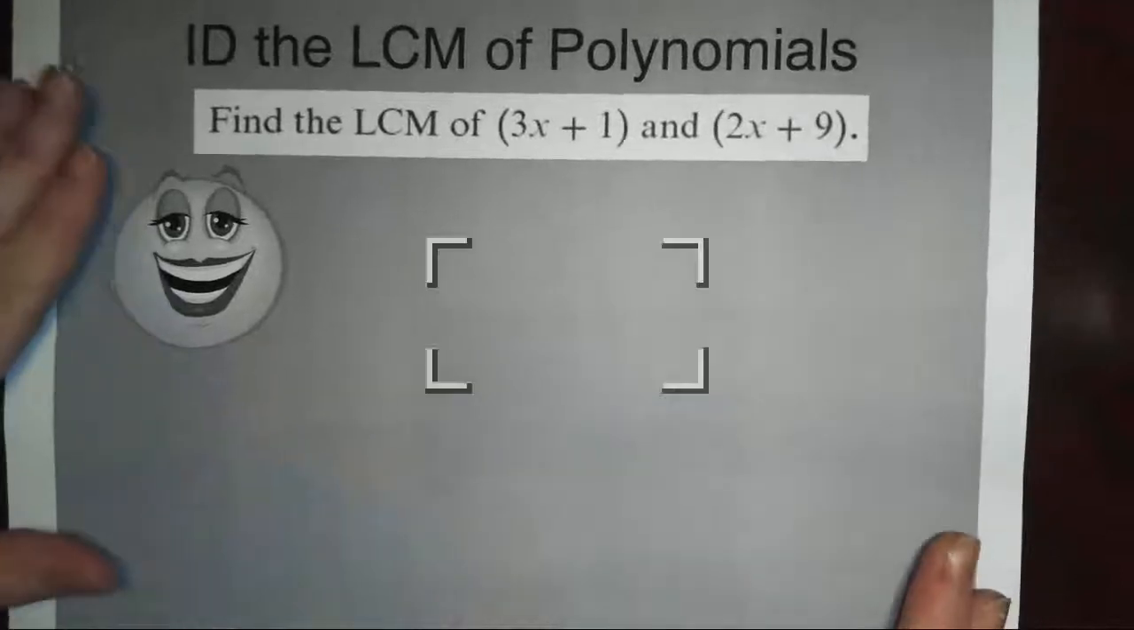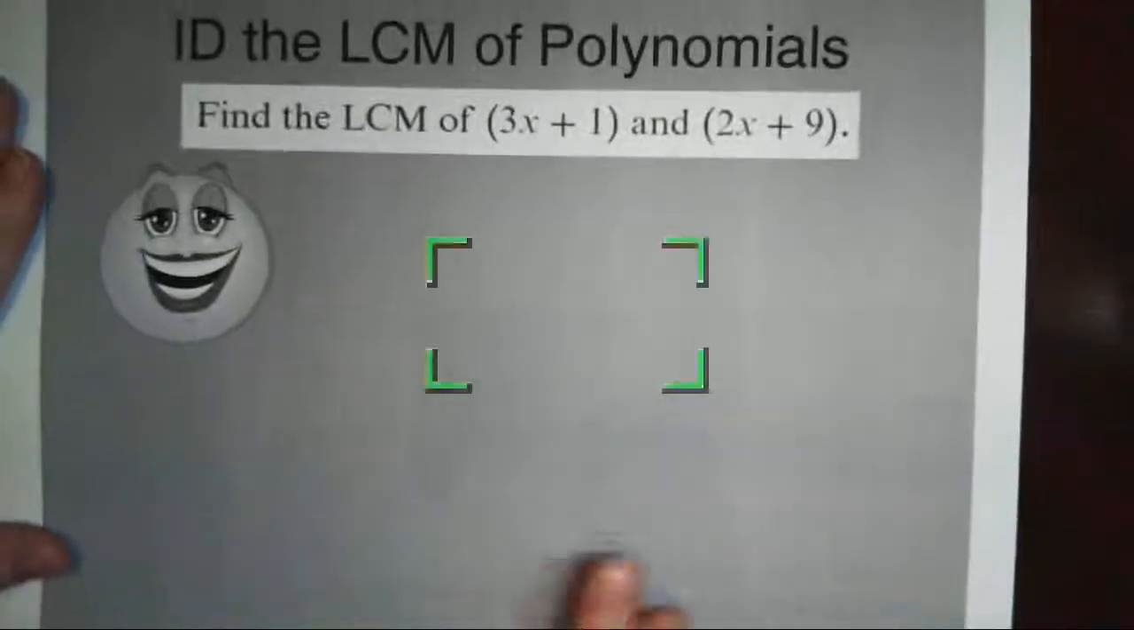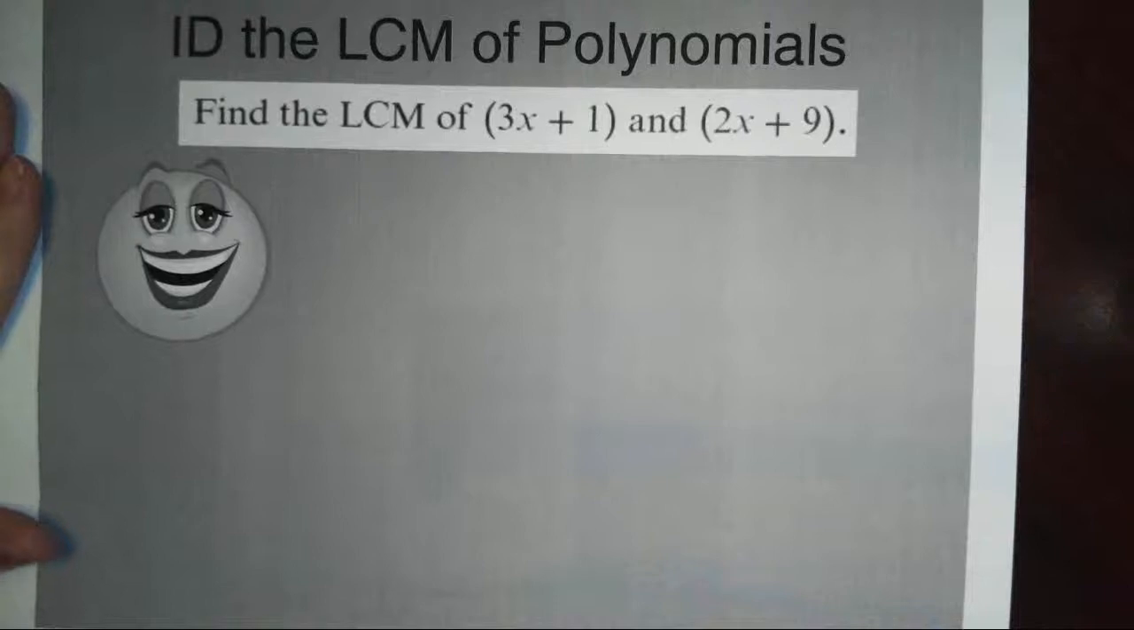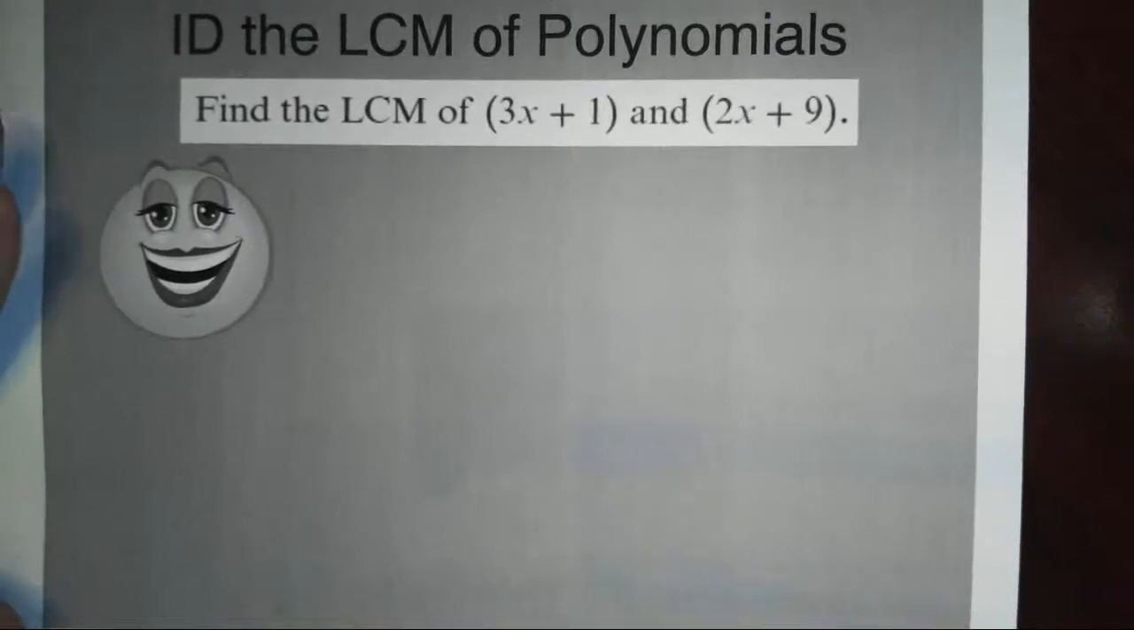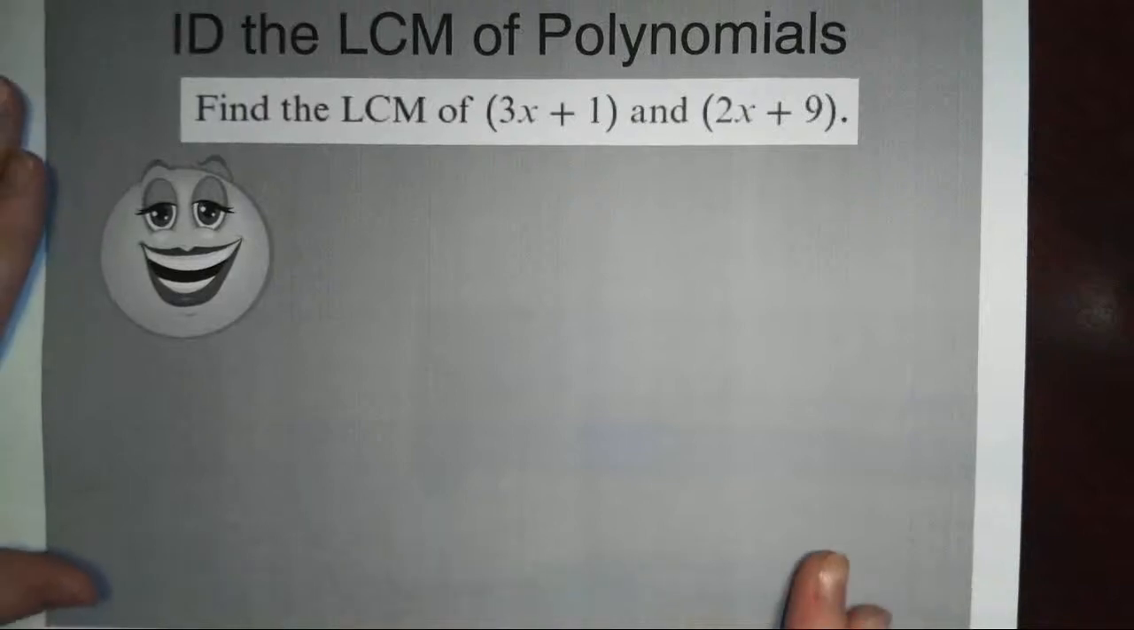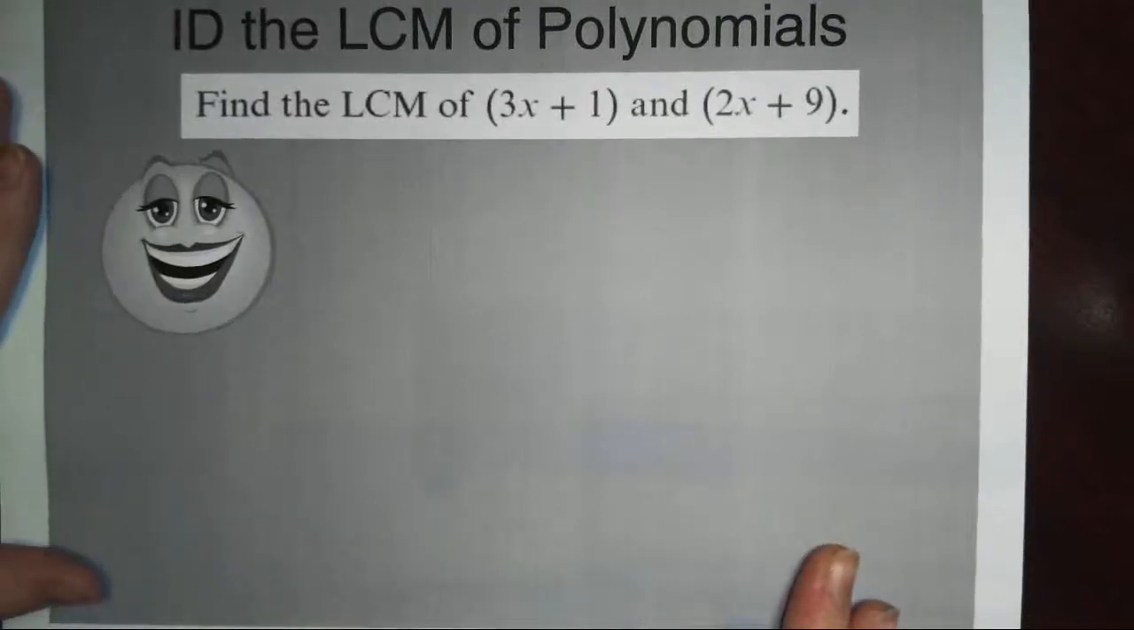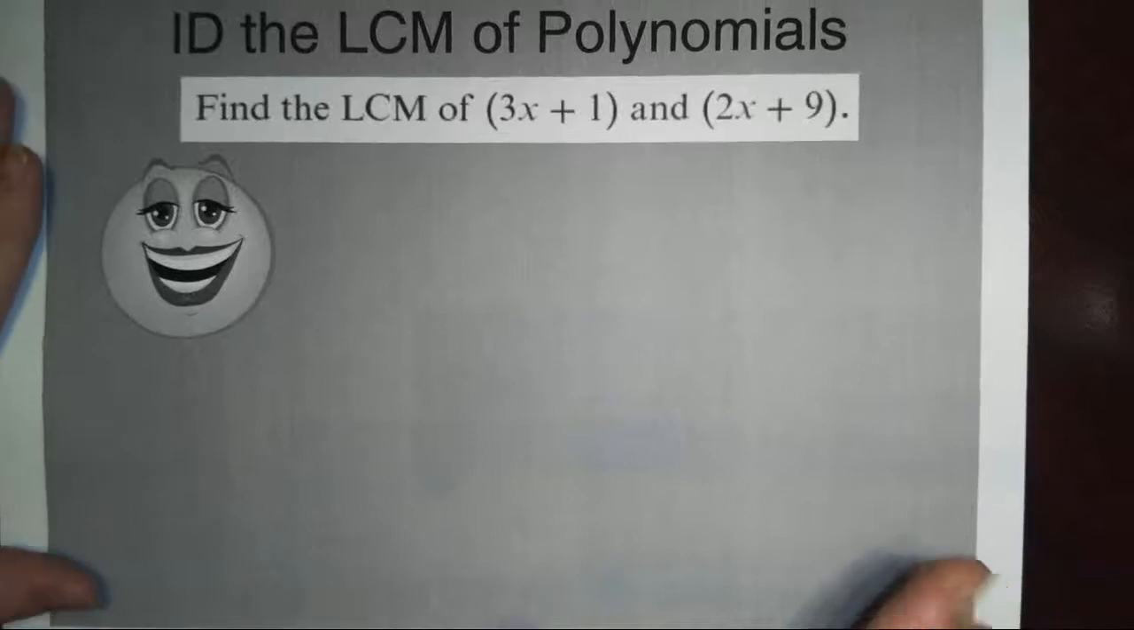Now we're going to find the least common multiple of polynomials. In order to find the least common multiple of polynomials, we have to factor those polynomials. So we're going to find the greatest common factor of each of these polynomials, and then we are going to find the least common multiple.